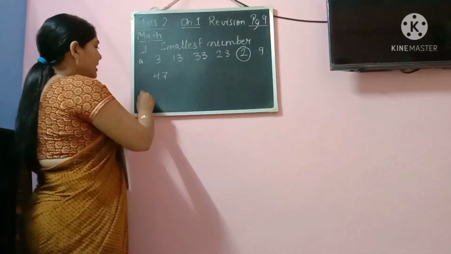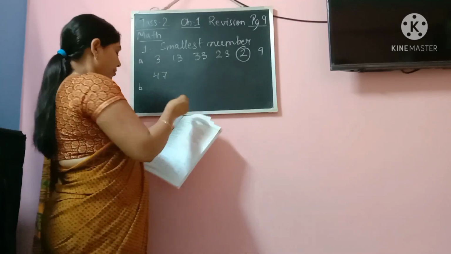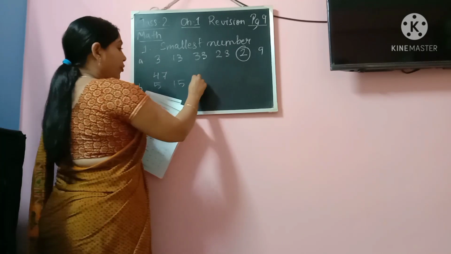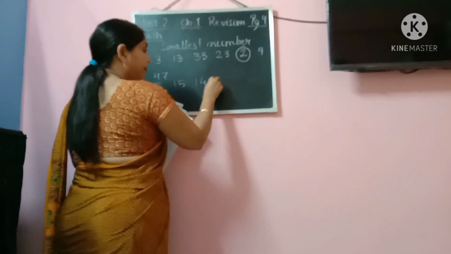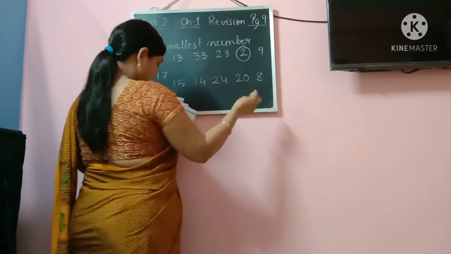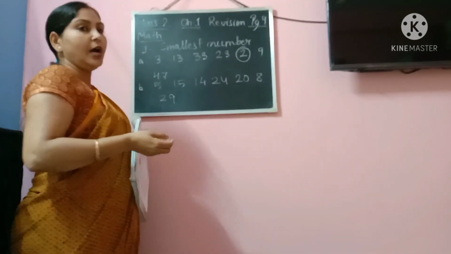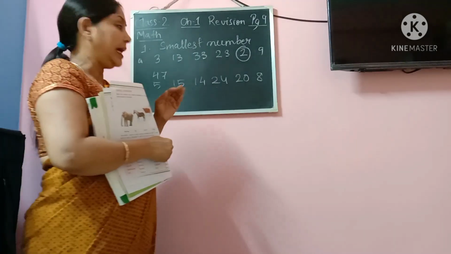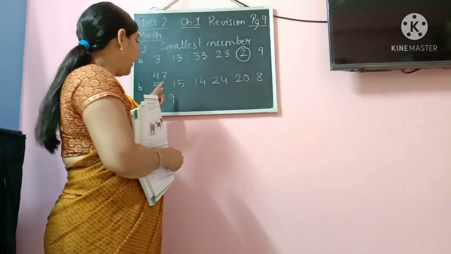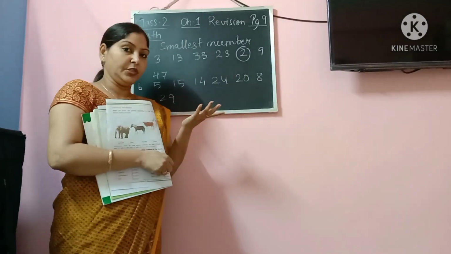Okay. Let's take one more example here. The next row. 5, 15, 14, 24, 20, 8 and then 29. Okay. Now these are the set of numbers. Out of this again we have to see how many 2-digit numbers are there and how many 1-digit numbers are there. So we have 2-digit numbers 1, 2, 3, 4, 5. 5 2-digit numbers are there.